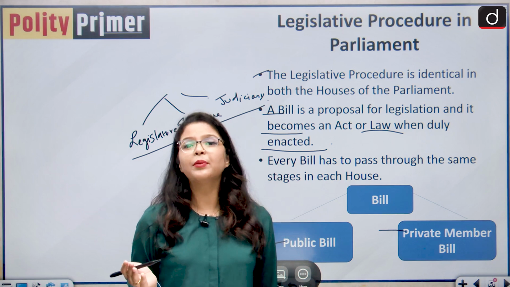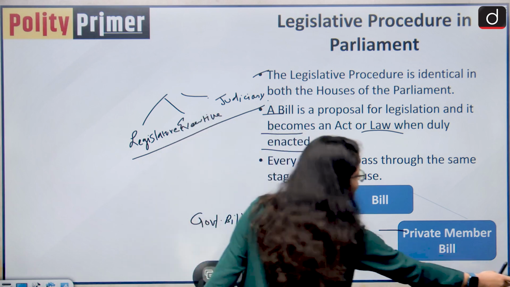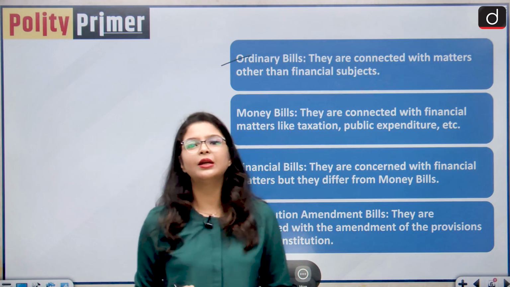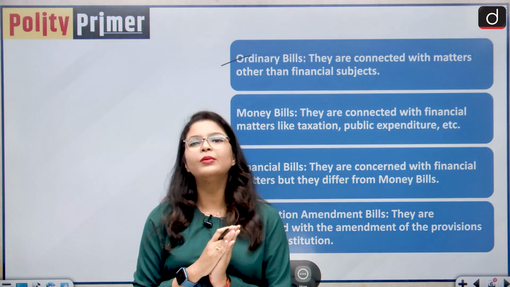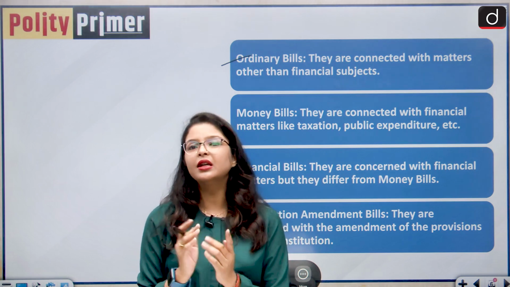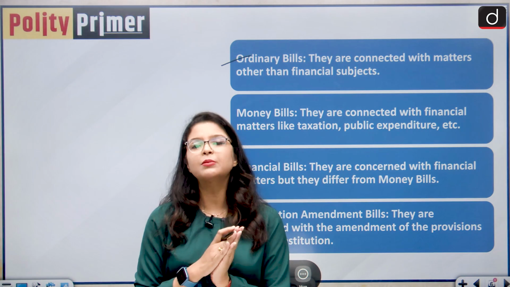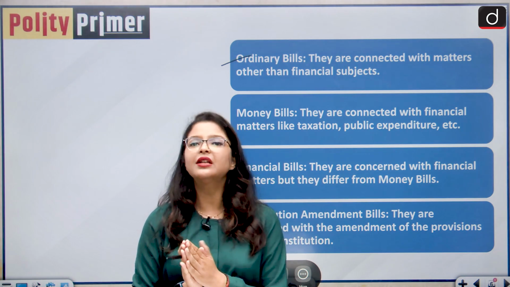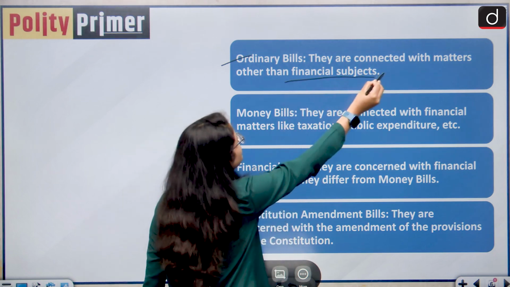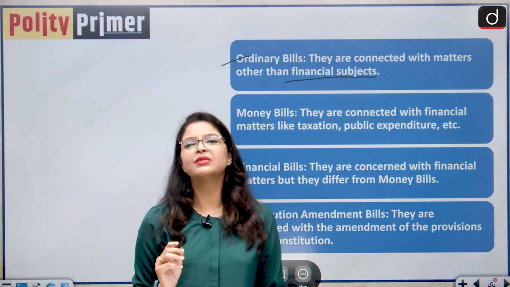Further, bills can be classified into four categories. Firstly, there is the ordinary bill. For example, the Parliament has to make a law on any of the matters listed in the Union List, the State List or the Concurrent List. If the subject matters of these lists are involved, it is known as an ordinary bill, and it explicitly excludes financial subjects. So how will you recognize an ordinary bill? If there are no financial subjects involved in it.